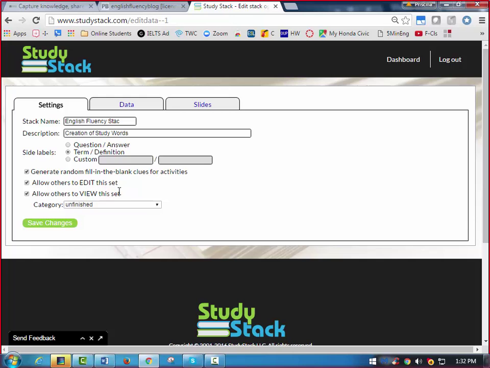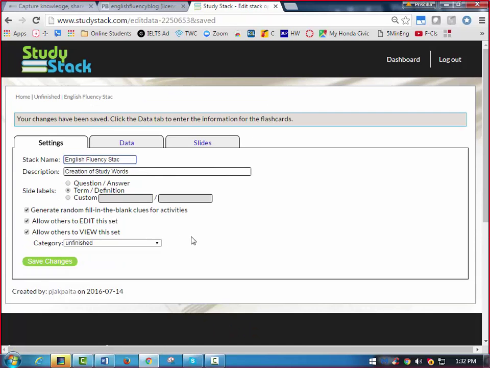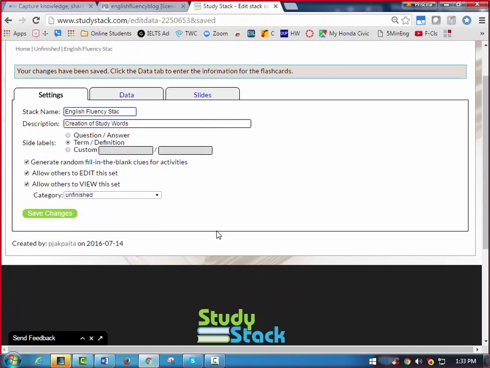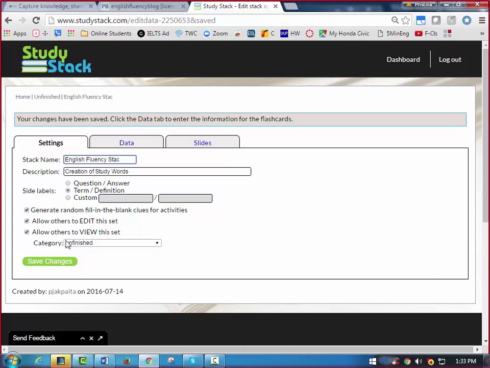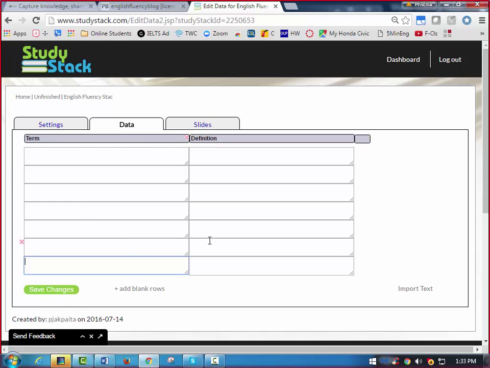You can allow others to edit this set, allow others to view this set, and generate random fill in the box. So I am going to select Save Changes now, and I'm ready to create my study stack. So now that I've created my study stack, your changes have been saved. Click the data tab to enter. I'll click the data tab. Now I'm ready to add my vocabulary words.